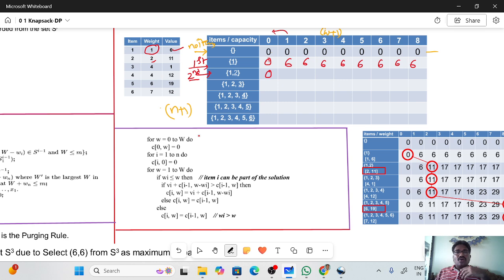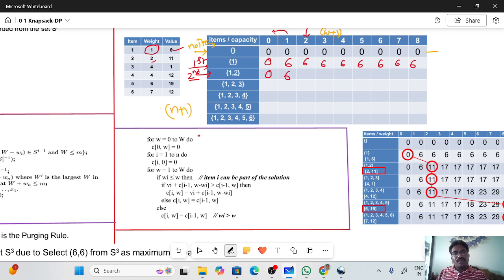Now when my knapsack capacity is 1, yes, it allows me to place item 1. When I place item 1, what is the profit I am getting? 6. Now go for the next knapsack capacity. What is my knapsack capacity here? 2. Now what is my second item's weight? 2. Is it possible to place item 1 and item 2?